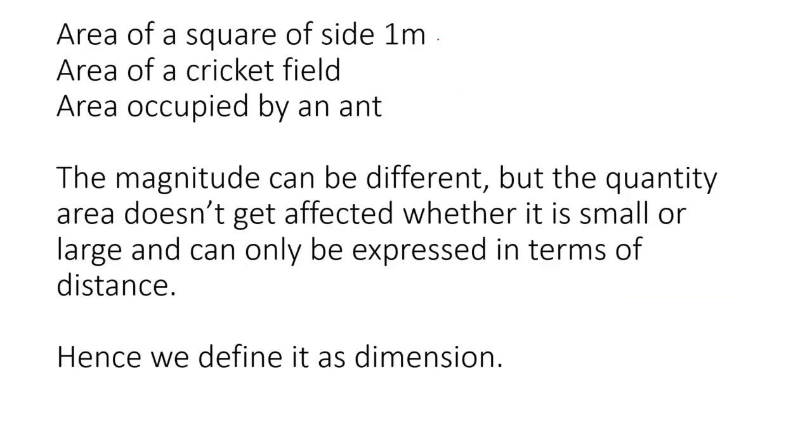So suppose we want to find out the area of a square of side 1 meter, or the area of a cricket field, or the area occupied by a small organism. So in these three cases, the area of different quantities will differ. The area of a square of side 1 meter is definitely very small compared to the area of a cricket field, and the area occupied by an ant is very small compared to these two quantities. But the quantity area doesn't get affected.